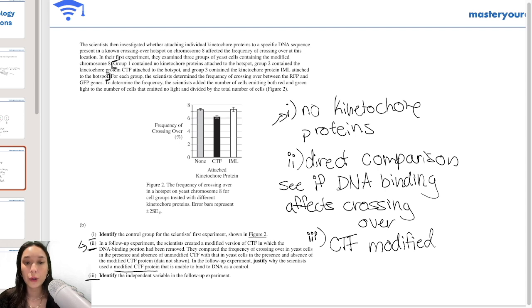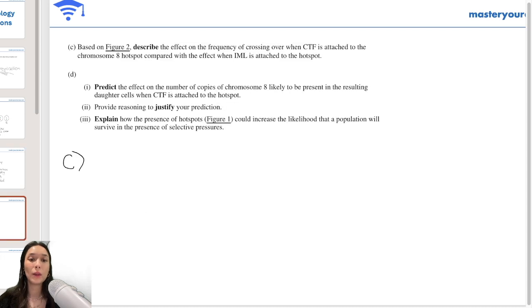So for this one, you can see that CTF is decreasing because this is with no protein. And then when you attach CTF, there's a decrease in the frequency of crossing over. You can also mention that it's significant because if you look at the standard error bars, there's no overlapping. And for IML, there is no change. So they're pretty much even when you look at the levels of crossing over for no protein and IML. So there was no effect. So I don't know if this would be 1 mark or 2 marks if you needed to say both of them separately. So for CTF, it would have decreased crossing over.